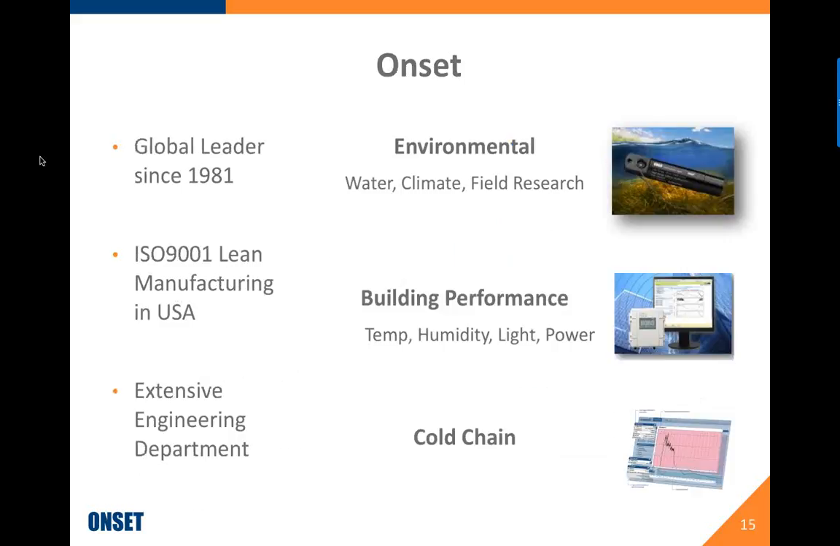We at Onset have been a global data logger leader since 1981. If you're not familiar with us, we're an ISO 9001 lean manufacturing organization, and as you can see, we have an extensive in-house engineering department. All of our loggers are designed and manufactured here in the United States, right on Cape Cod, and that helps you ensure that not only are these well-established and well-designed products, but we have a strong quality background, and we can ensure quality products when they go out to our customers.